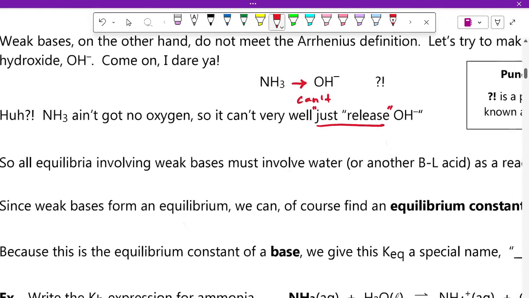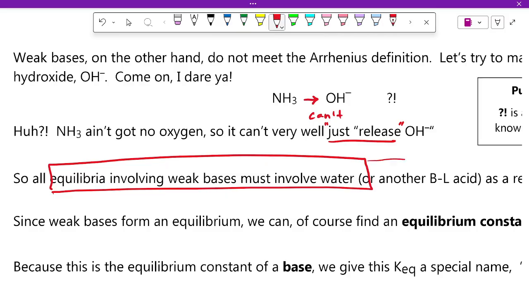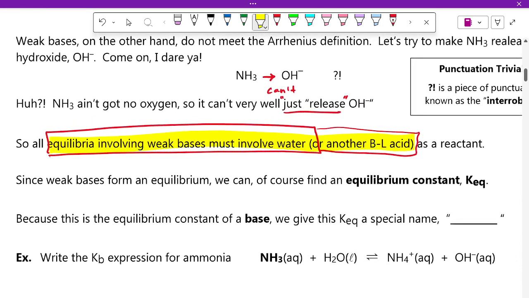So we need to have that equilibrium involving water. Equilibria involving weak bases must involve water or another Bronsted-Lowry acid as a reactant. So you're always going to have the weak base and something else. Probably, if you're just dealing with that weak base, it'll be water. Okay? And weak bases form an equilibrium so they can have a KEQ. And what are we going to call that KEQ for a base? KB.